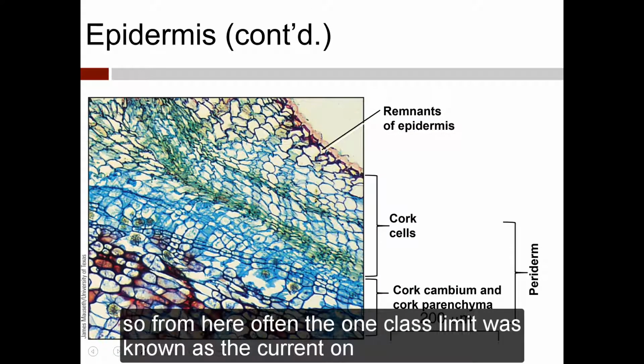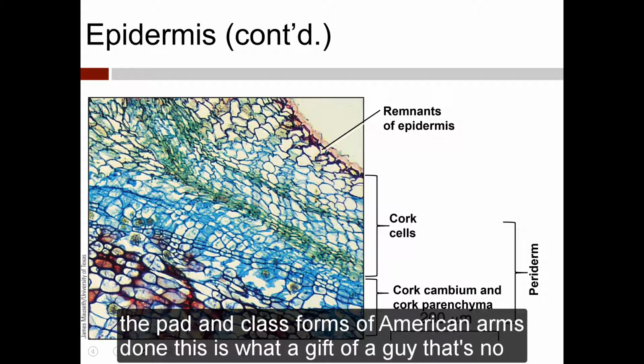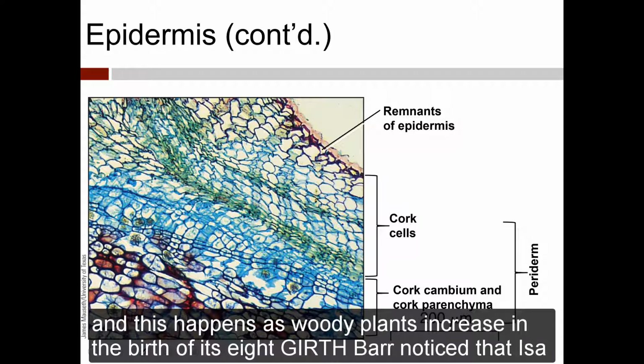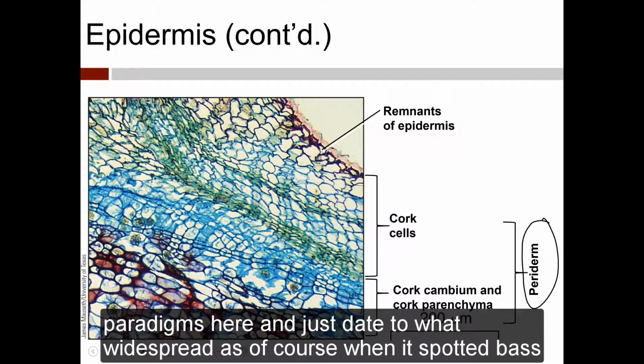So from here, I'll continue on to what now is known as the periderm. The periderm forms under the epidermis. So this is what begins to provide that new protective covering as the epidermis is destroyed. And this happens as woody plants increase in girth. I did say girth, girth. Notice the periderm is here, and just deep to what is, of course, remnants of the epidermis.